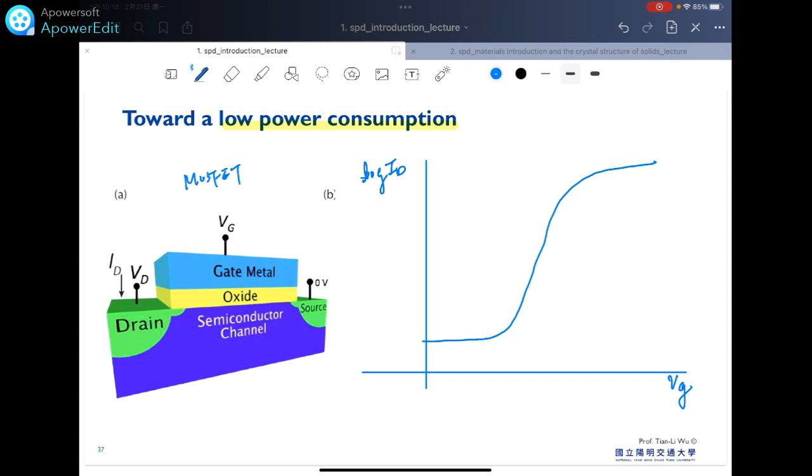And for the typical device operation, we define what we call VDD, which is the operating voltage. So this is our operating voltage. If we want to make our device low power, that means we need to lower our operating voltage. Right now, in most cases we have 1.5 volt. But if we want to make it 1 volt, that means we need the transistor characteristic to look like here.